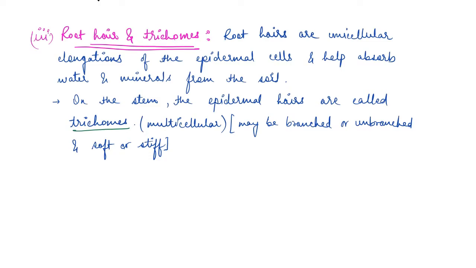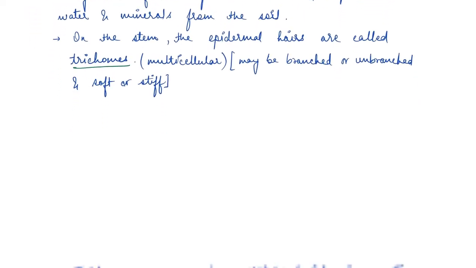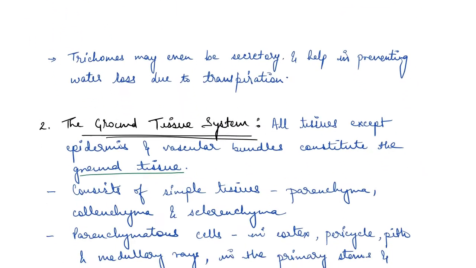Now what these trichomes help in, they help in preventing water loss due to transpiration, right? So these two again play a very important role. Root hair helps in absorption of water and minerals from the soil, and trichomes which are present on the stem help in preventing water loss due to transpiration, right?